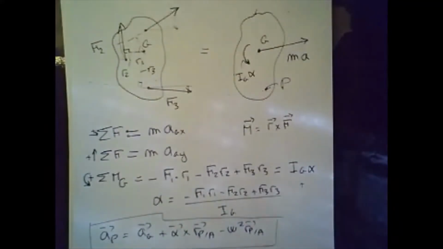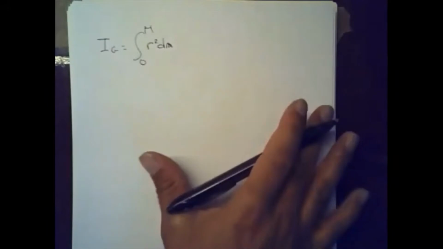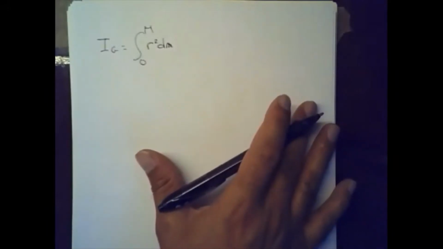Okay, so let me just cover the moment of inertia. What is IG? Let's look at IG right now. The moment of inertia, or as some people call it, rotational mass, is by definition equal to the integral of R squared dm, integrated from 0 to m, and there are tables for various rigid bodies.